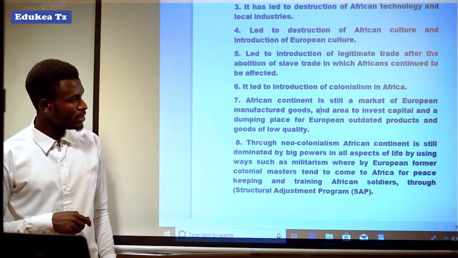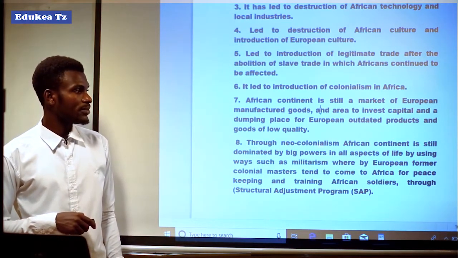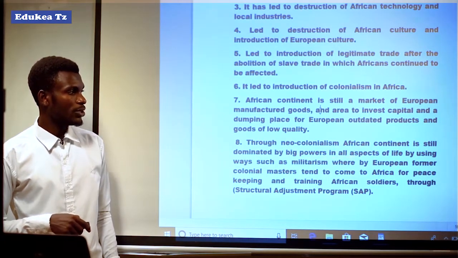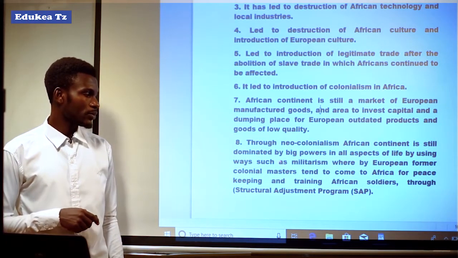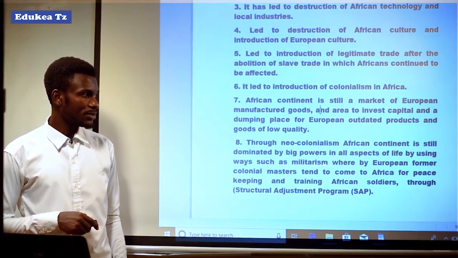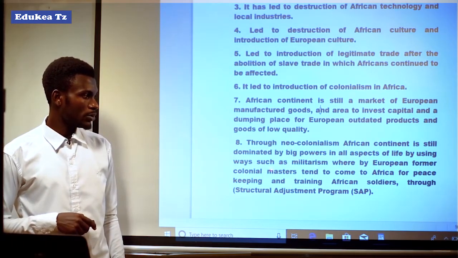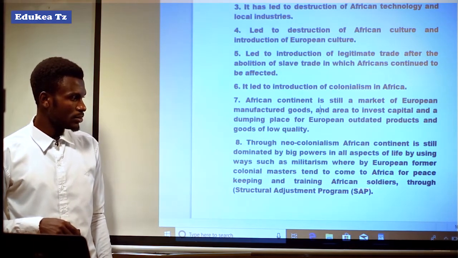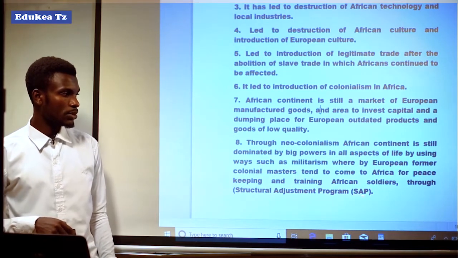And the last one is, through neo-colonialism, the African continent is still dominated by the big powers in all aspects of life by using ways such as militarism, whereby European former colonial masters tend to come to Africa for peacekeeping and training African soldiers, and through the Structural Adjustment Program or SAP.